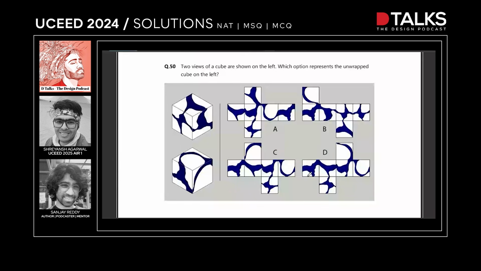Two views of a cube are shown on the left. Which options represent the unwrapped cube on the left?